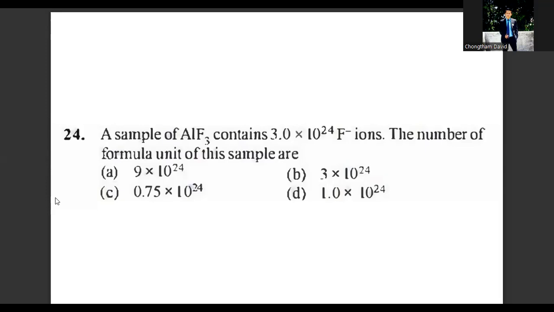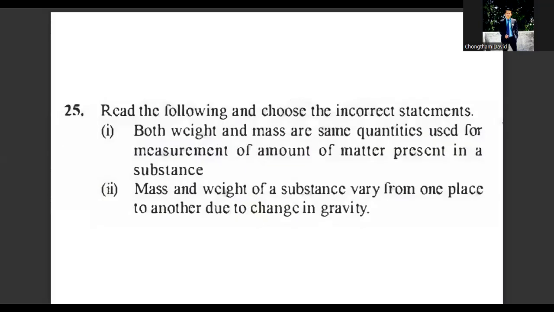And the number of formula units of this sample are... So in aluminum fluoride, the number of fluorine is 3. And for 1 mole of this aluminum fluoride, 3 fluoride ions are equivalent to 1 formula unit of AlF3. So we can say 3 into 10 to the power 4 fluoride equals 1 into 3 into 3, which is equal to 10 to the power 24 aluminum fluoride units. So the answer would be D.